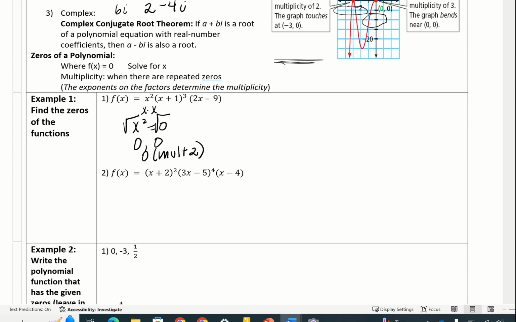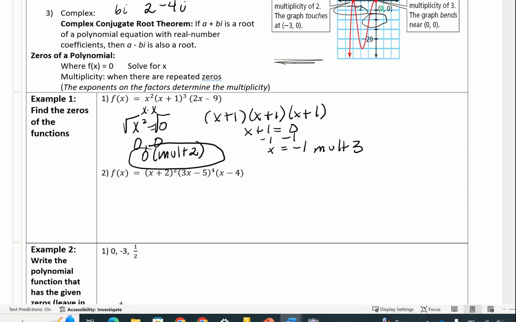So that's one of our answers. Then if we go to another one, we're talking about x plus 1. If you rewrite that, that's basically x plus 1 times x plus 1 times x plus 1. So technically we could write x plus 1, set it equal to 0 three times. It could be any of those x's. So we have x equals -1, but that -1 is with a multiplicity of 3. So this is 0 with a multiplicity of 2, x equals -1 with a multiplicity of 3.